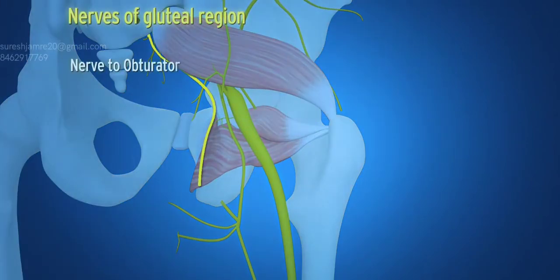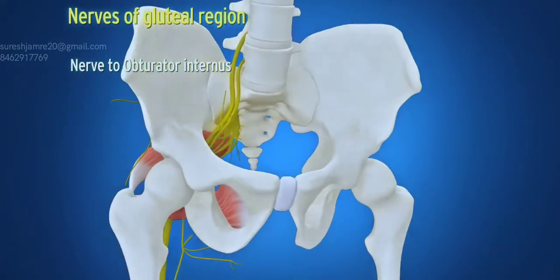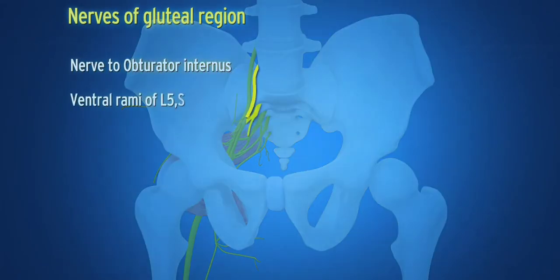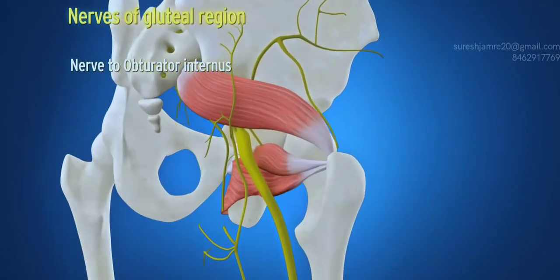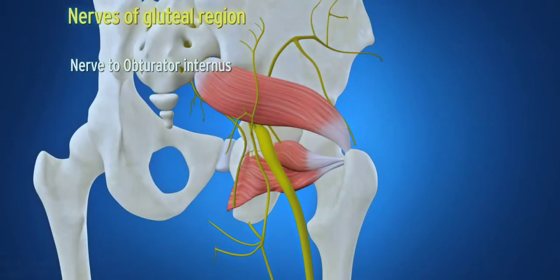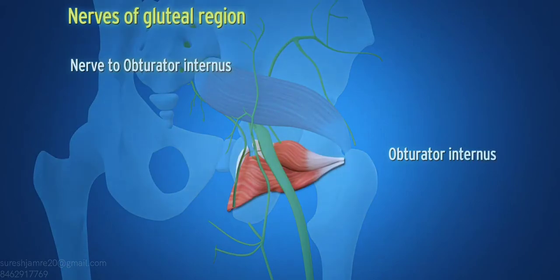Nerve to obturator internus. It is formed by ventral branches of ventral rami of L5, S1 and S2. It appears in the gluteal region by passing below the piriformis muscle. After a short course, it re-enters the pelvis by passing through the lesser sciatic foramen and supplies obturator internus and superior gemellus.